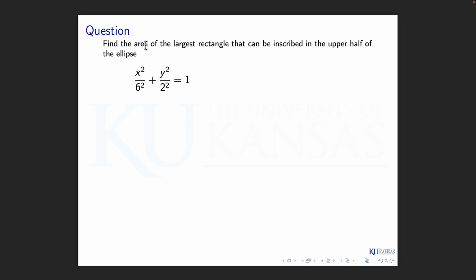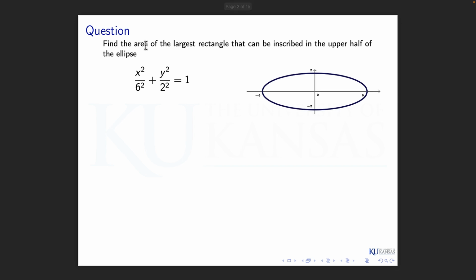Now we try to find the area of the largest rectangle that can be inscribed in the upper half of the ellipse x squared over 36 plus y squared over 4 equals 1.